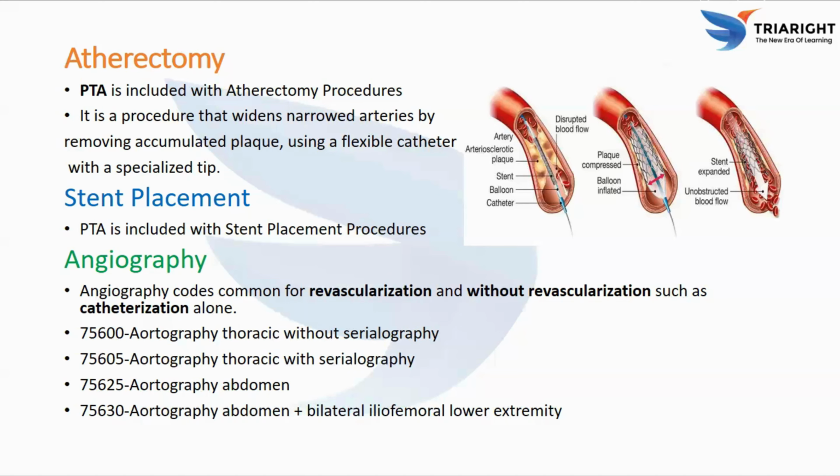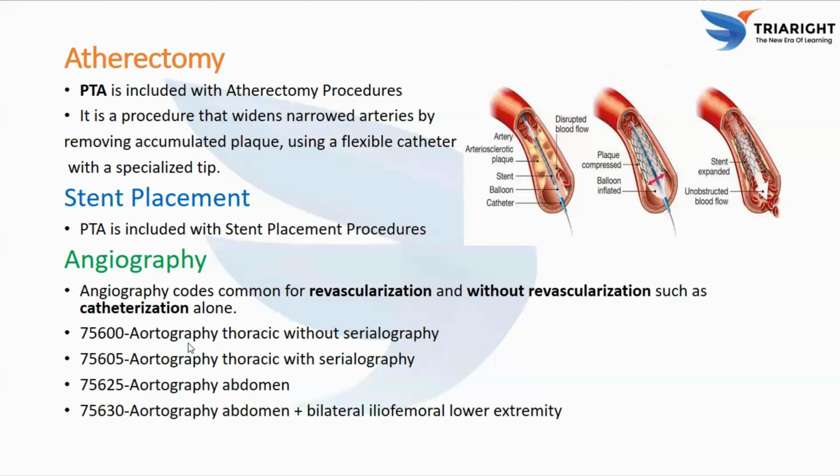So the balloon inflates, next the stent expands and then the balloon is removed so that the stent stays. So PTA is included with stent placement. You never code angioplasty separately if a stent is placed in the same vessel, and atherectomy is performed in the same vessel. Here is the image which shows the narrowed artery with plaque and the balloon inflated so that the plaque gets compressed, the stent expanded, and smooth blood flow is restored.